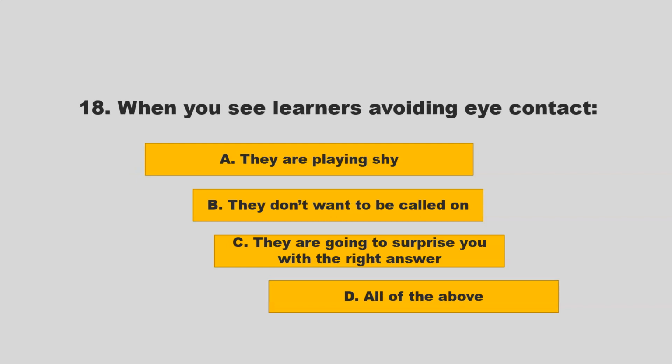When you see learners avoiding eye contact, they are playing shy. They don't want to be called on. They are going to surprise you with the right answer, or all of the above.